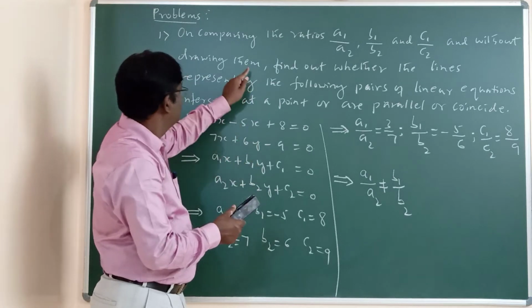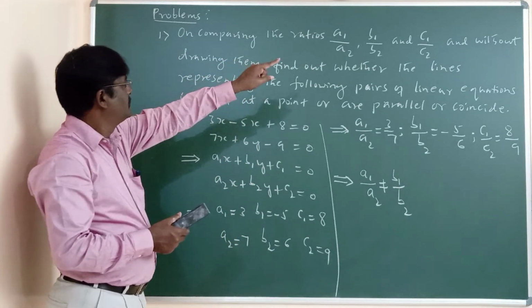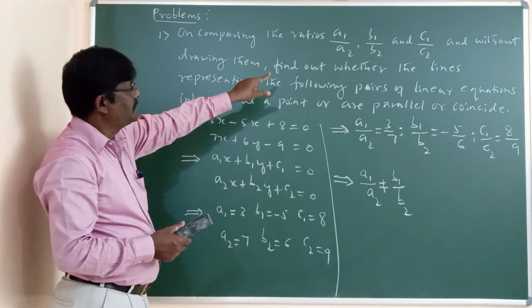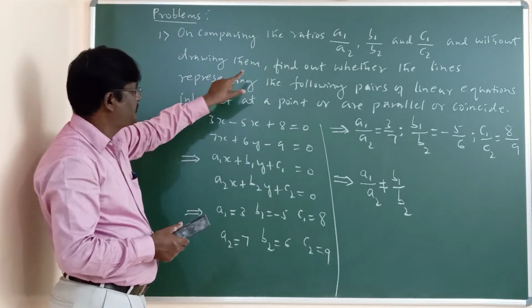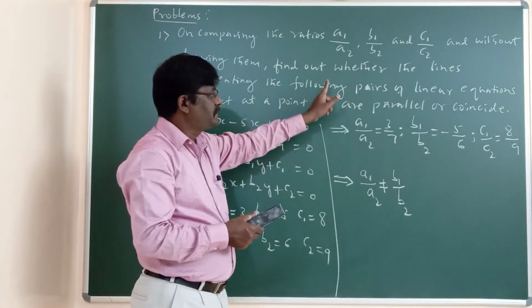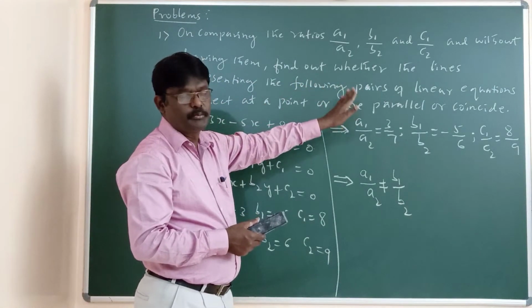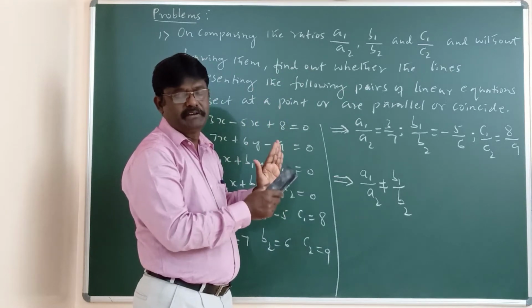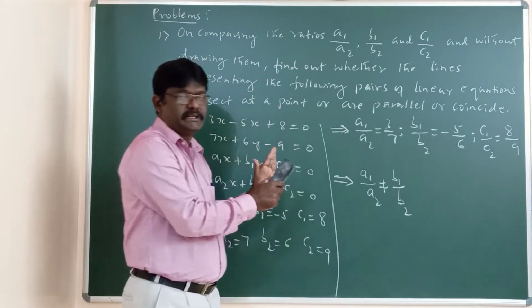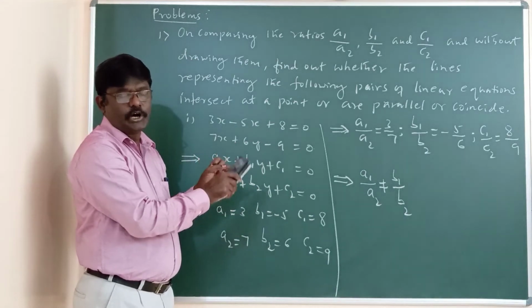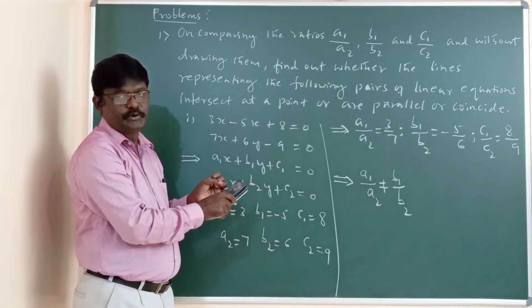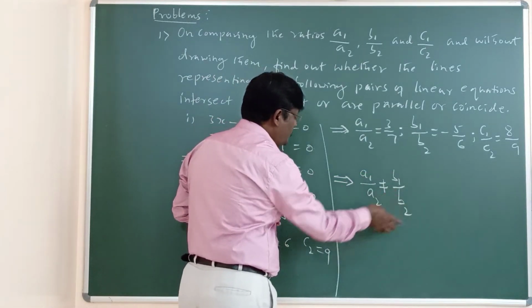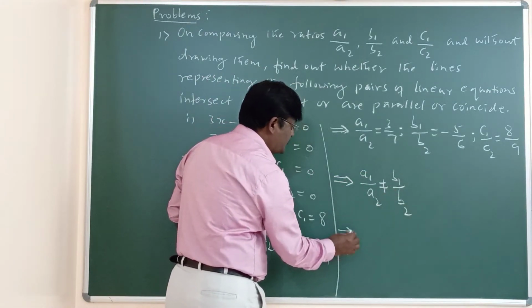What is the question here? On comparing the ratios without drawing them, find out whether the lines representing them are parallel, coincident or intersecting lines. That only we have checked. The question is very clear, it does not ask how many solutions there are. Okay, children, since a1 by a2 is not equal to b1 by b2, this represents what?